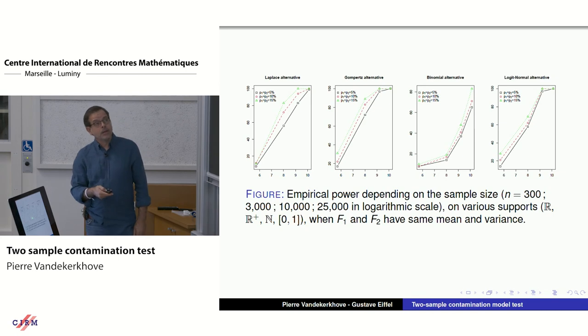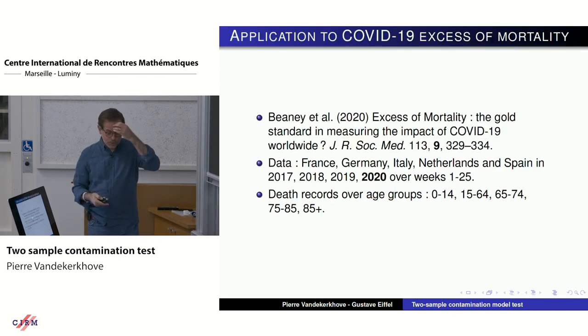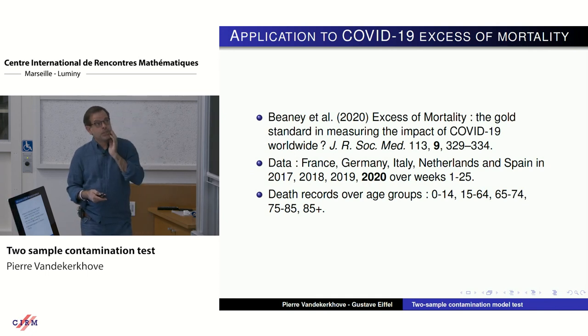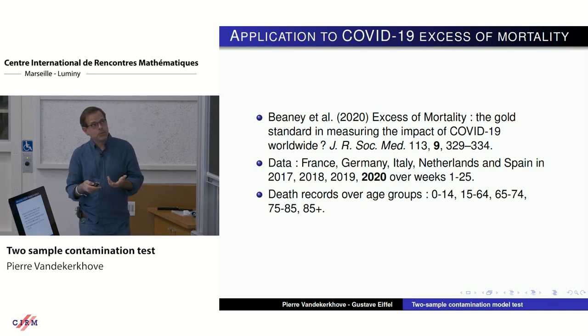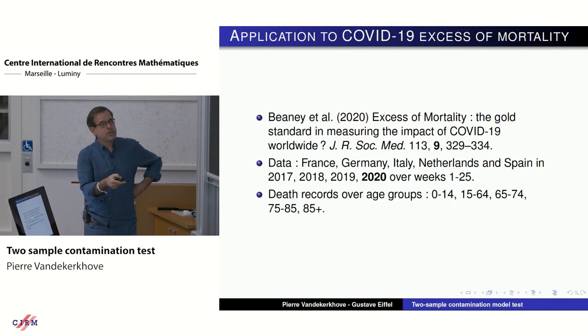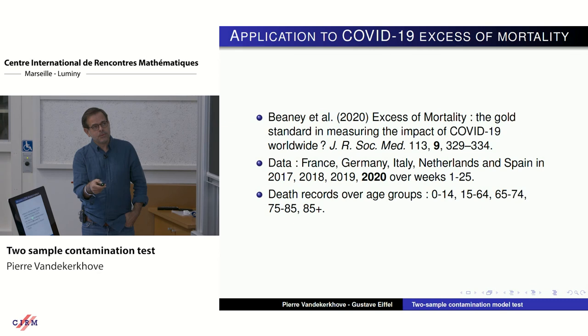Just to tell. Now, let's go back to the motivation of this work. We're interested in understanding the impact of COVID on the mortality of a panel of European countries. So we took some data involving France, Germany, Italy, Netherlands, Spain. We looked at the mortality of ages during these years, trying to understand what was the normal distribution of ages, and looked at what happened in 2020. Okay, so the death records of age groups are 0 to 14, 15 to 64, 65 to 74, 75 to 85, and 85 and plus.